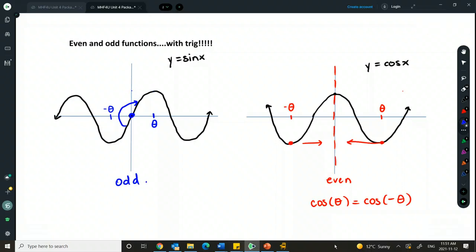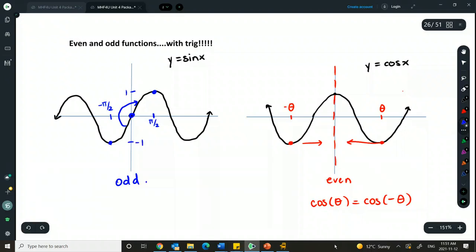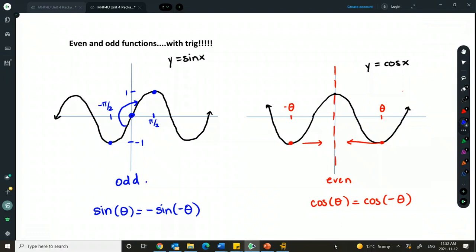So for instance, for sine, if we use pi over 2 and negative pi over 2, I've got 1, and this one's equal to negative 1. They give me opposites out. So the definition of this would be that sine of any theta is equal to the opposite of the sine of the negative version of that theta. So that's the definition there. Okay, so point symmetry on 0, 0, line symmetry over y-axis.